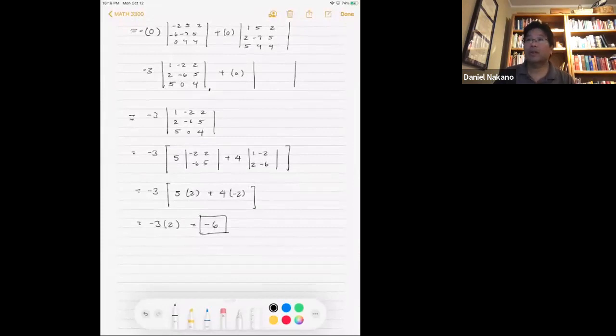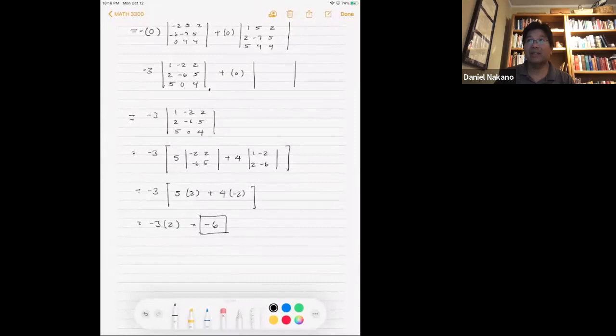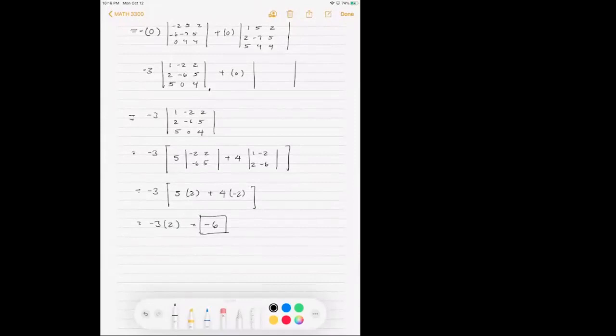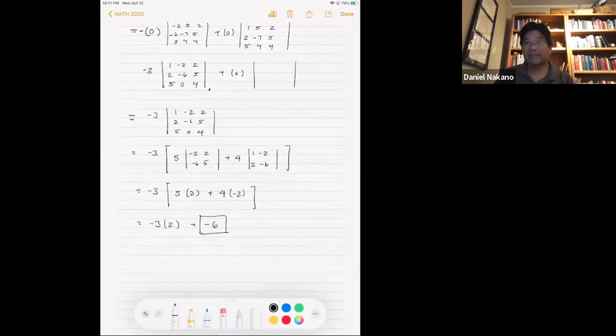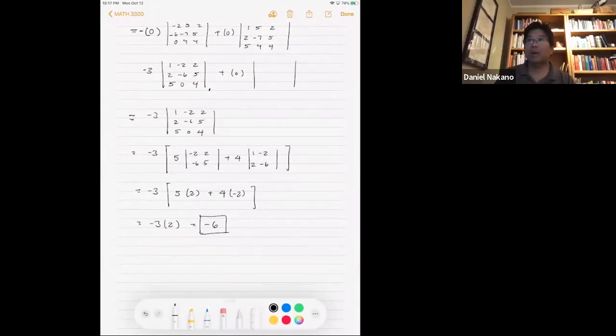Okay, any questions on this? Yes. So will we get -6 for any row we choose, and then once we get a 3x3, any row or column we choose there, we still get -6? Yeah, that's right. Wow. Yeah, it's really kind of an amazing property of the determinant function.